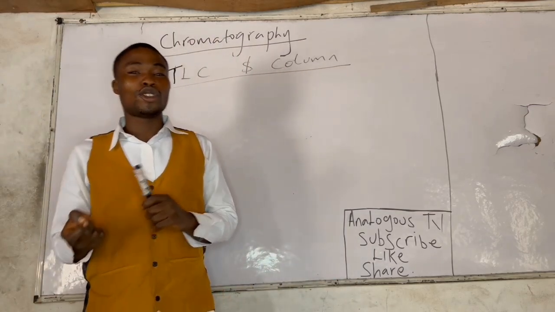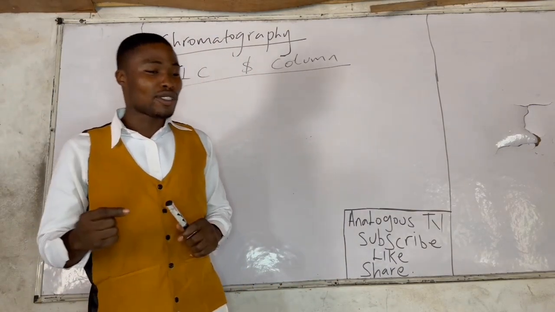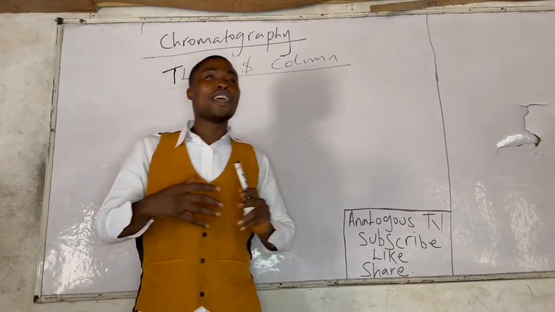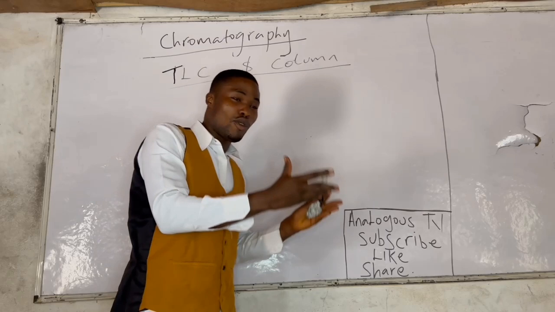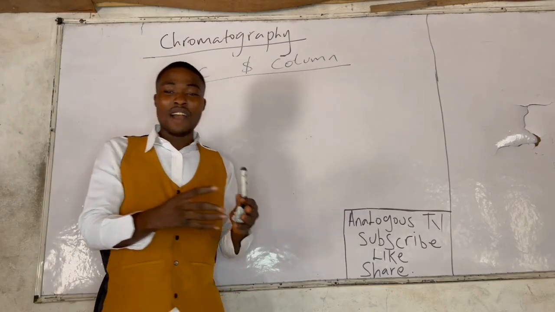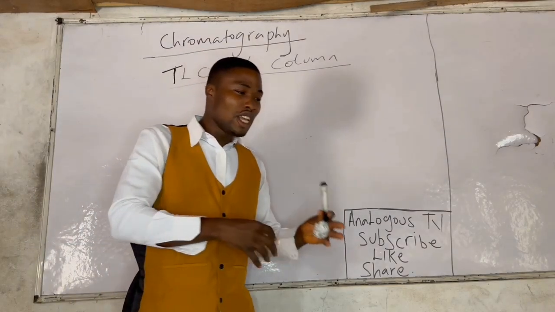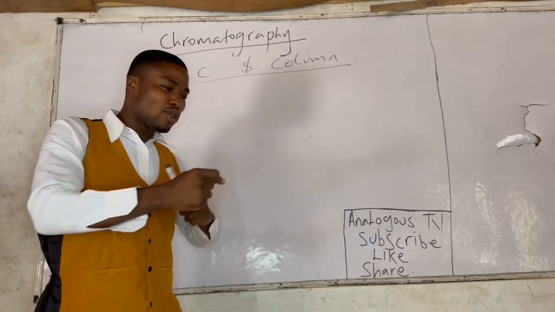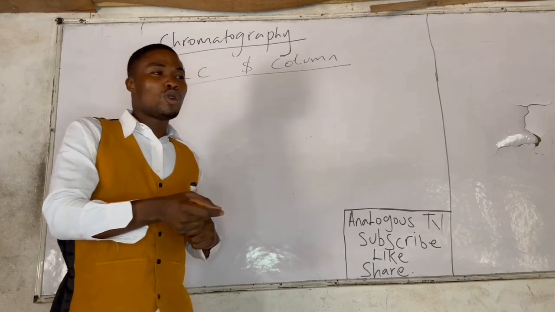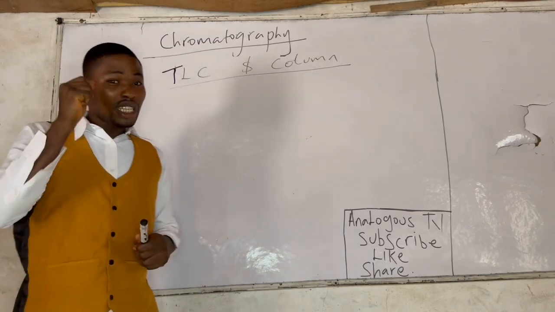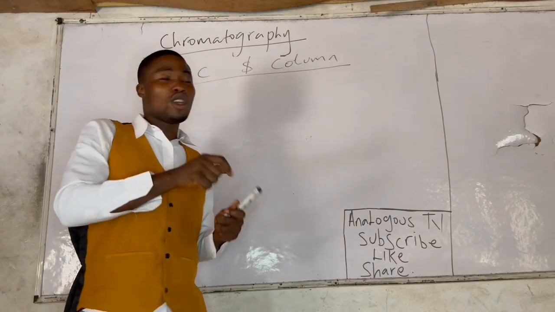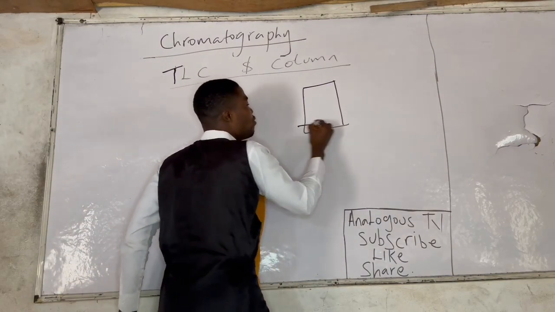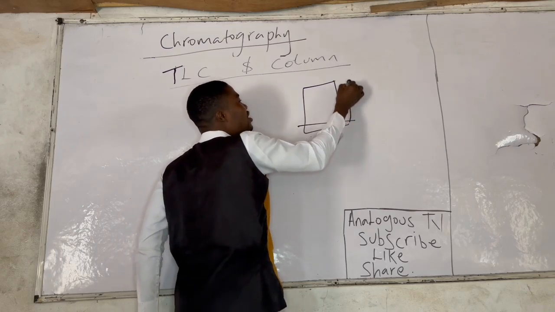I said chromatography is to separate, isolate, or purify organic compounds, and the separation is based on the different rate of migration. So if you have a mixture of substances, let's say a mixture of pigments, chlorophyll, xanthophyll, and many other pigments, I will separate them based on their rate of migration on the particular solvent. The migration is carried out on the stationary phase, and a solvent is going to move across the stationary phase.